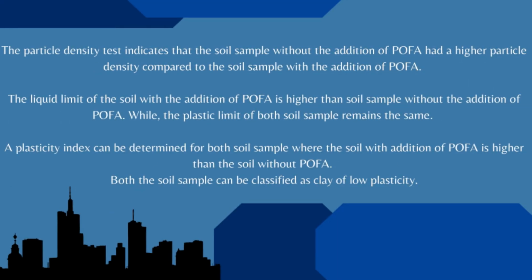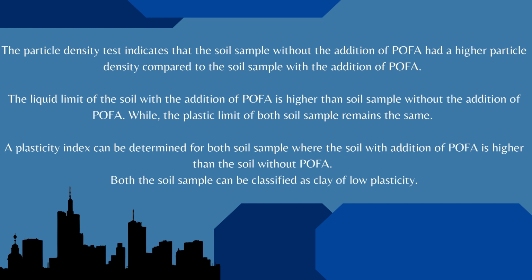Discussion. The particle density test indicates that the soil sample without the addition of POFA had a higher density compared to the soil sample with the addition of POFA. This indicates that the soil sample with no addition of POFA has a lower soil porosity, which means that it is stronger than the soil with addition of POFA. This decrease in strength may be caused by the ratio of soil to POFA, which may not be optimum.